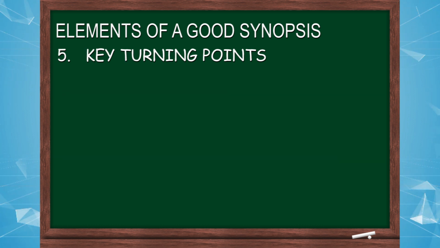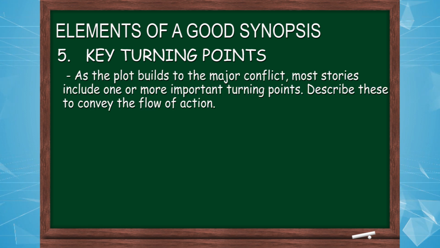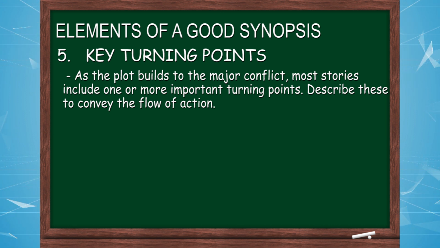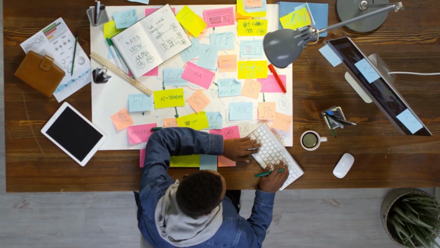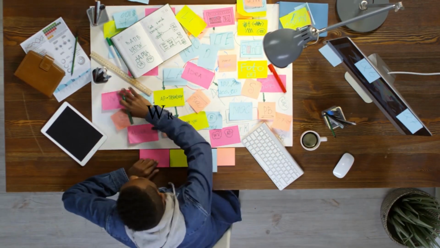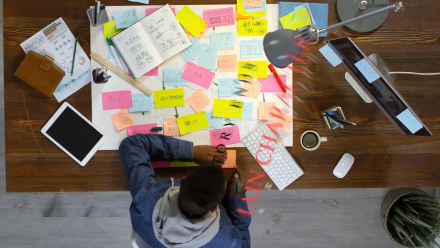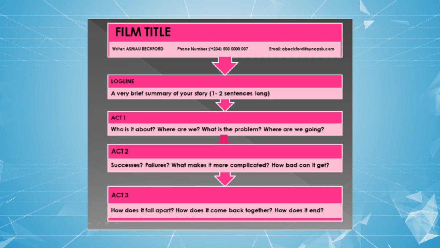Number 5. Key turning point. As the plot builds to the major conflict, most stories include one or more important turning points. Describe these to convey the flow of action. Finally, wrap up the synopsis by explaining how the story ends and the main character reaches a resolution. Here's a descriptive diagram that helps break down how to write a synopsis.